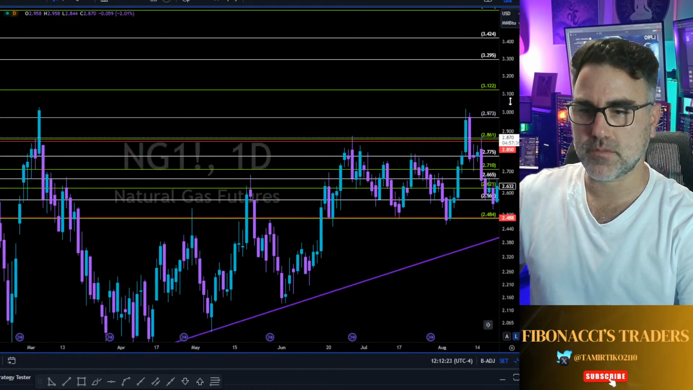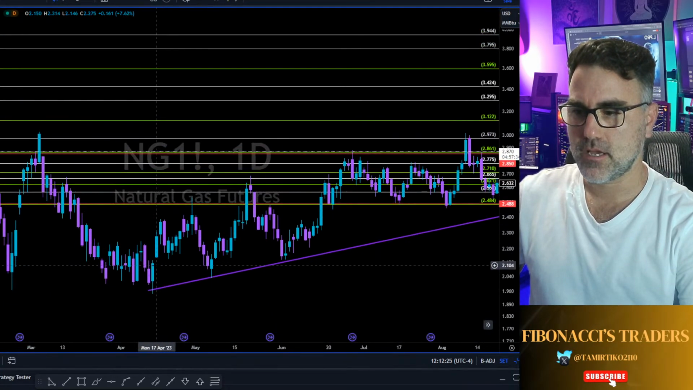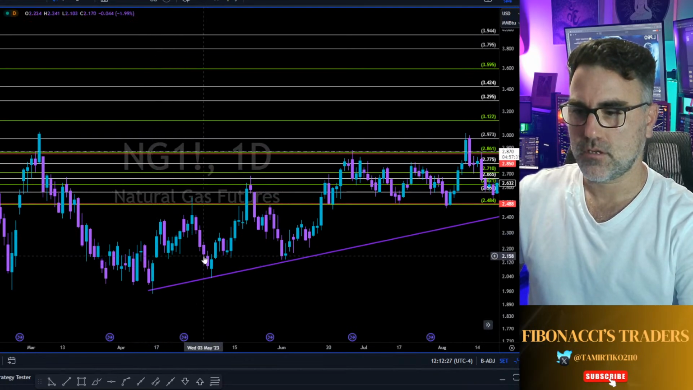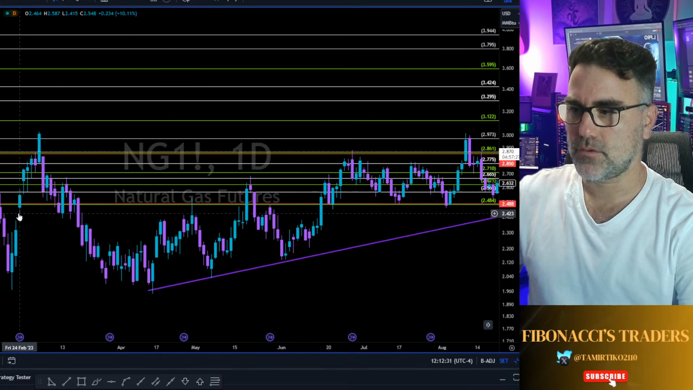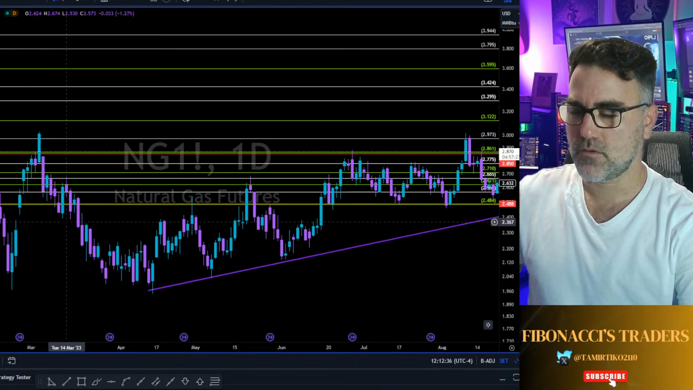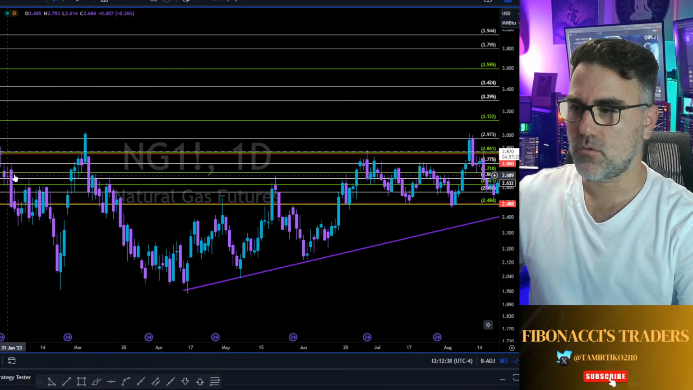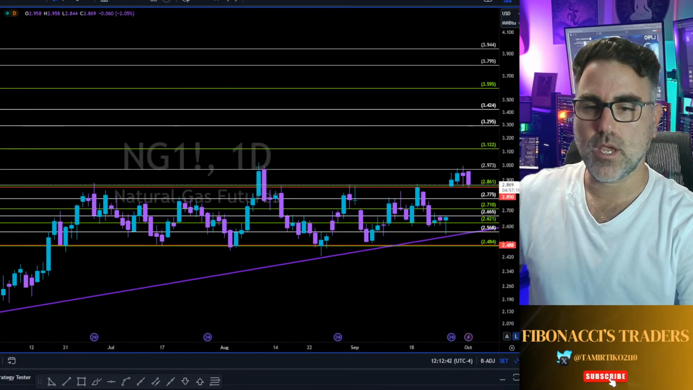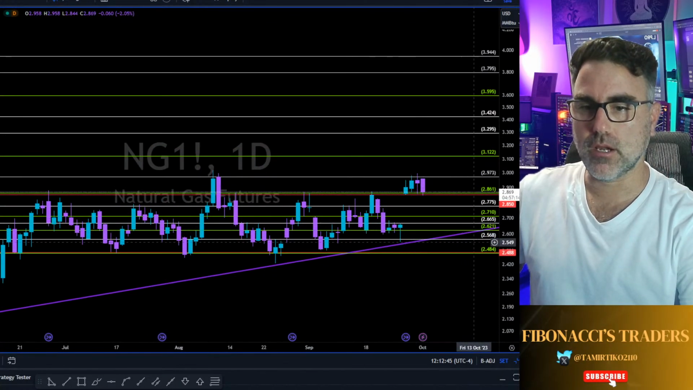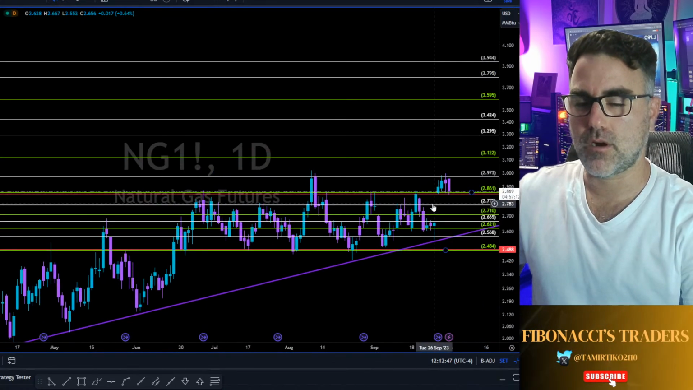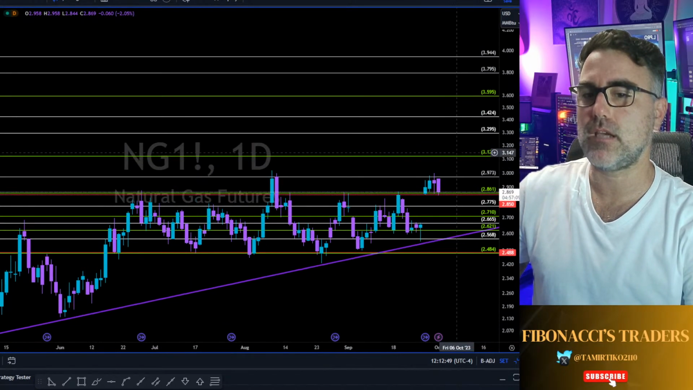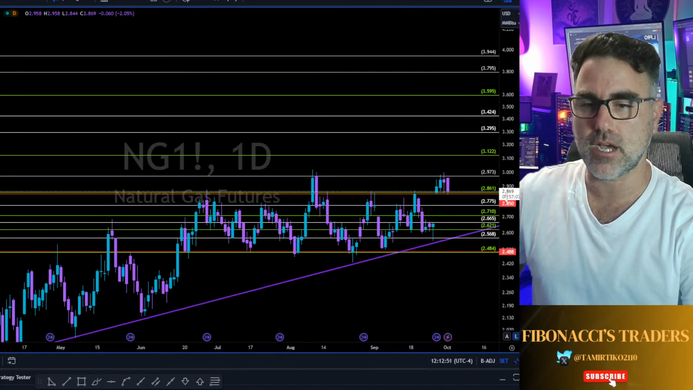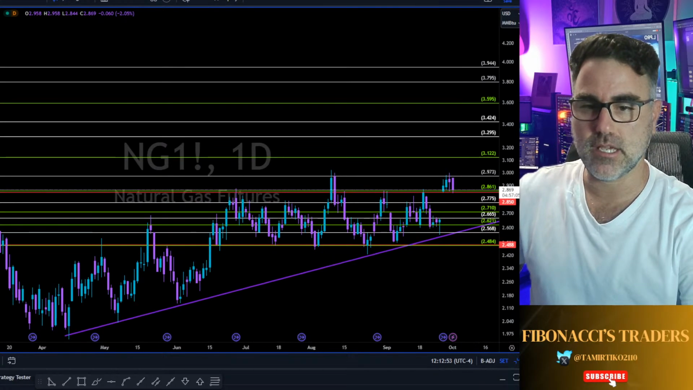Where else do we have gaps? On natural gas, this gap got filled around 1 month after. This gap got filled around 3 weeks after. So between 1 week to 1 month, all gaps on natural gas, whether to the upside or to the downside, will get filled. So if you're long on natural gas, pay attention to this gap.